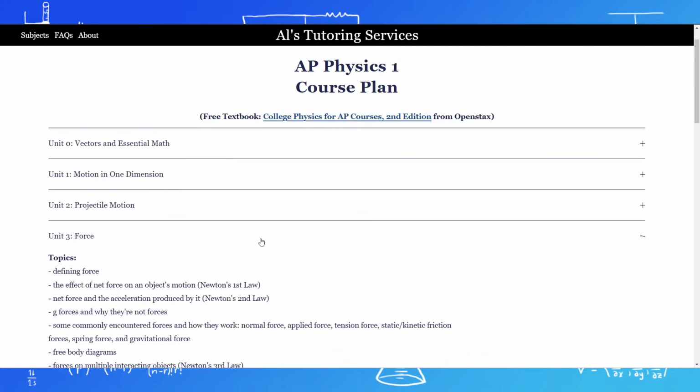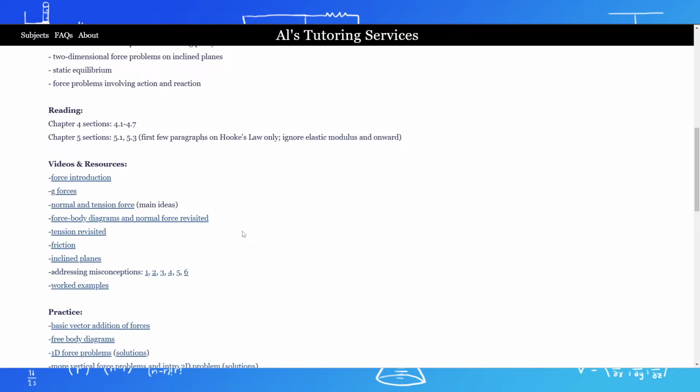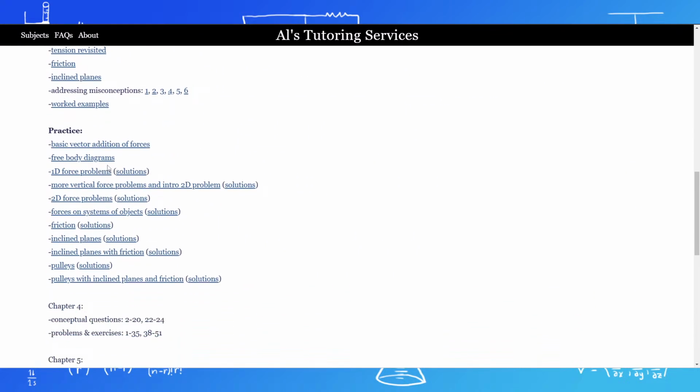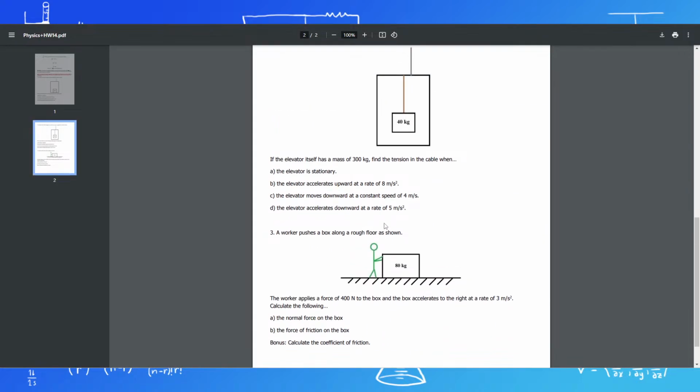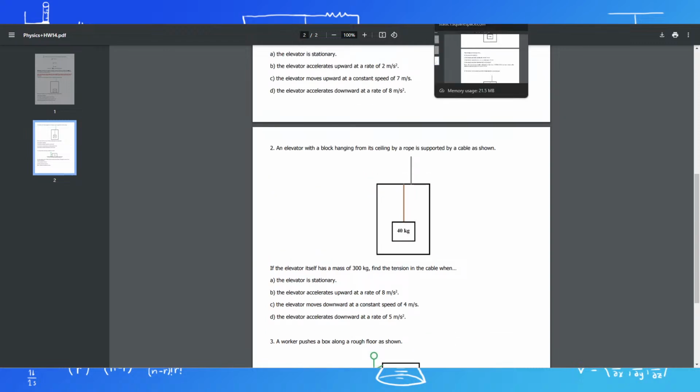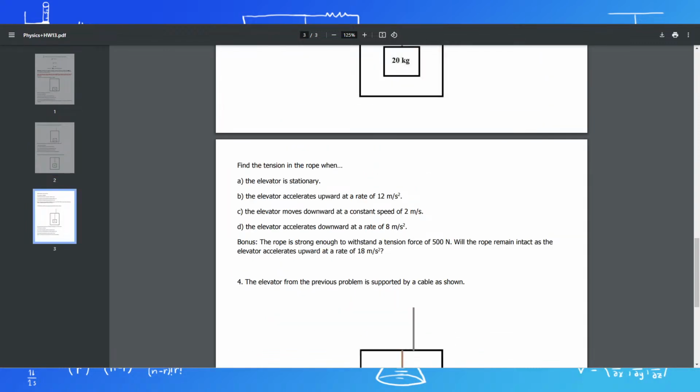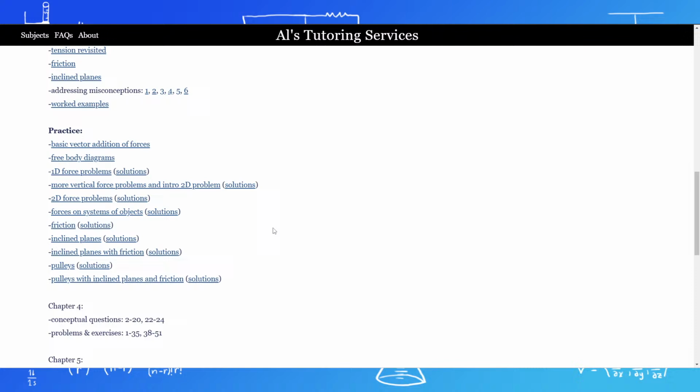If you scroll down to force and go to practice, you've got 1D force problems, and then the next one is the one titled More Vertical Force Problems and the Intro 2D problem. So that would be this one. If you want to do it, you can just skip number 3 because we haven't learned that yet, unless you've already learned friction for yourself, then you're more than welcome to try it out.